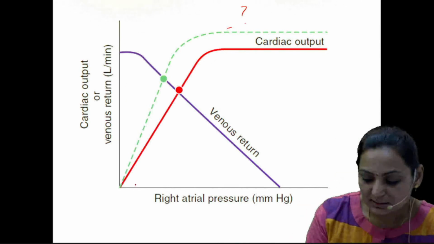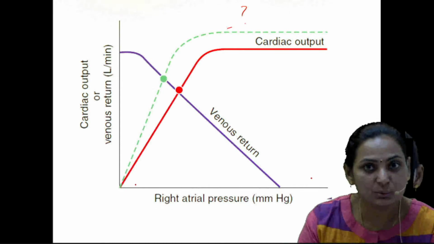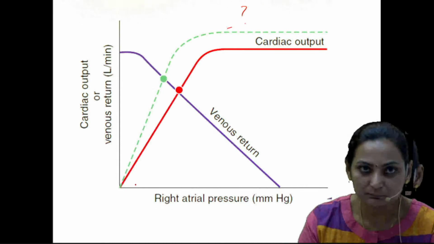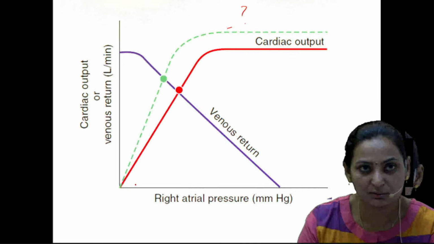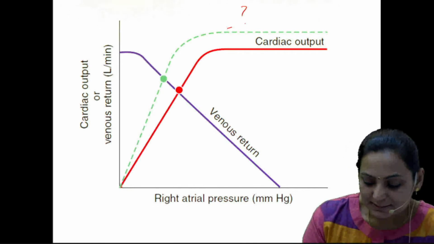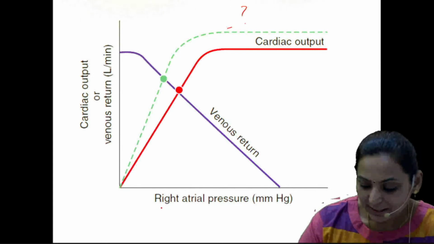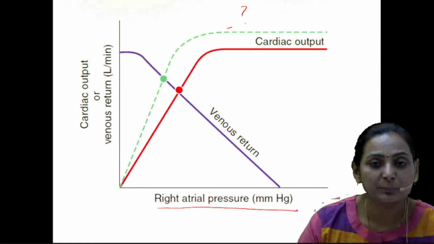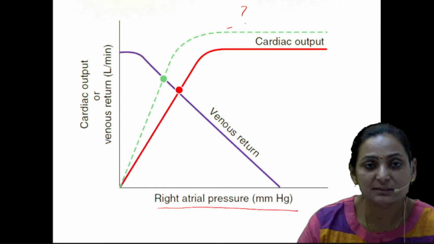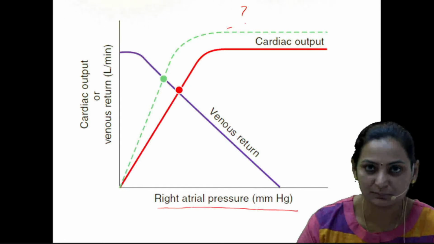Now this is called a cardiac vascular function curve. Okay, it is a vascular function curve. This graph has got an x and a y axis. X axis is right atrial pressure.